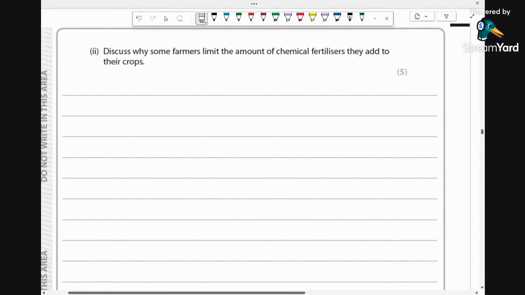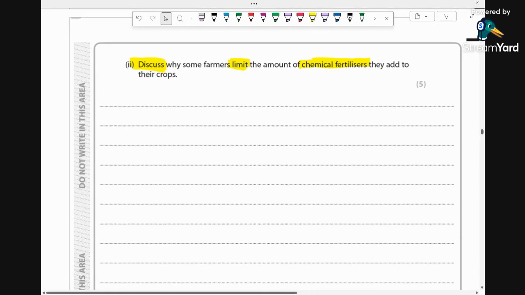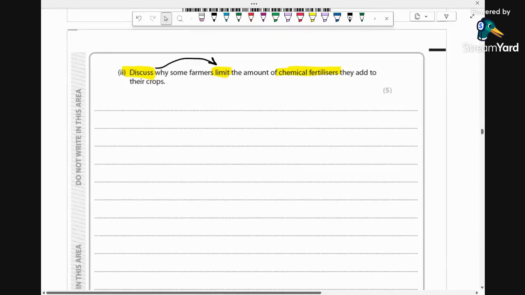Right, so this is a discuss for 5 marks. So discuss, so we need pros and cons potentially. Why some farmers limit chemical fertilizers. So of course we've talked about this. They'll use natural ones, so things like manure, so cow manure, etc. We're not giving both sides of the argument here. We need to discuss why they limit it, essentially why they're bad. And of course, the main thing that I'm thinking immediately is leaching and eutrophication.